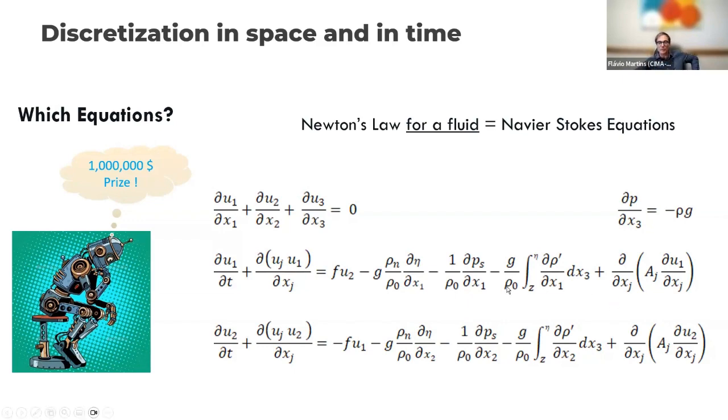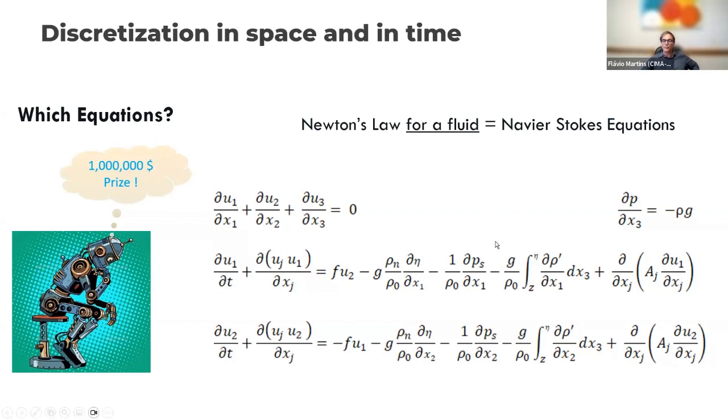If you want to look a little bit more in detail at these forces: this is the Coriolis force. This is the barotropic force due to the water level. This is the barotropic force due to the surface pressure, so the atmospheric pressure. This is the baroclinic force due to differences in density. And this is diffusion forces. They are all very well known.